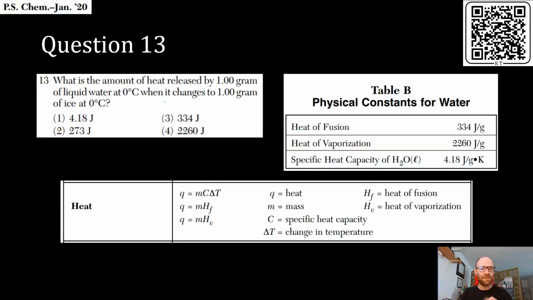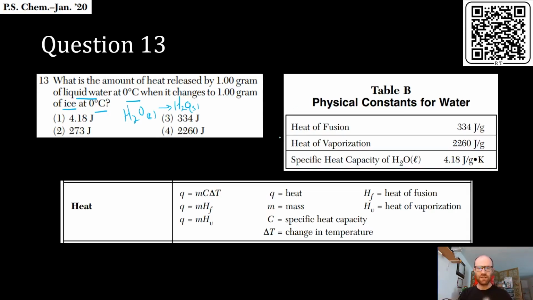What is the amount of heat released by 1 gram of liquid water at 0 degrees Celsius when it changes to 1 gram of ice at 0 degrees Celsius? So we're going from H2O liquid to H2O solid. As soon as you see the word heat, you should be looking in one of two places, maybe both. Table S, heat formulas, right there. Table B, constants, because we're talking about water.